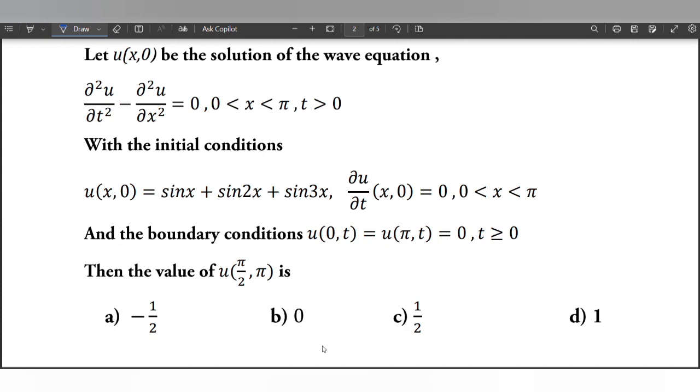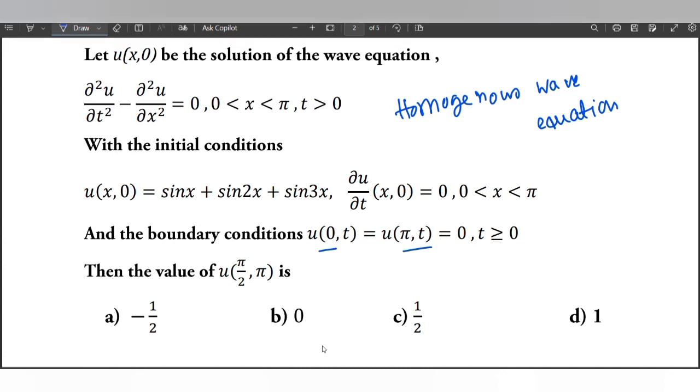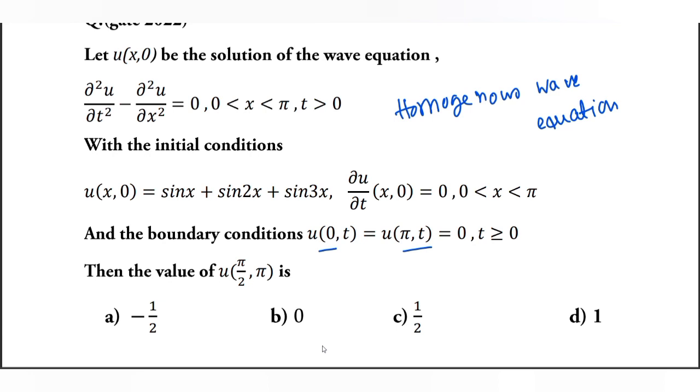Since u(0, t) equal to 0 and u(pi, t) equal to 0, this is called the homogeneous wave equation. If u(0, t) and u(pi, t) are not equal to 0, then this is called the non-homogeneous wave equation. In the next class we will discuss the non-homogeneous wave equation. Today we discuss the homogeneous wave equation.